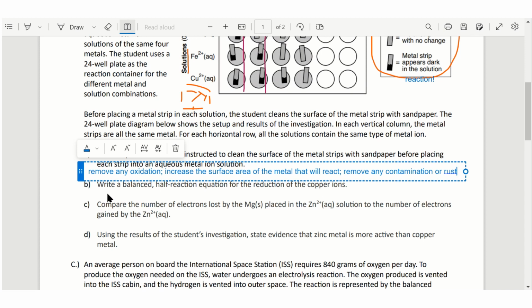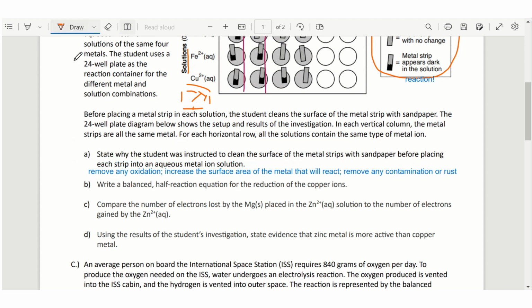Now it says write a balanced half reaction equation for the reduction of the copper ions. So let's see. Do you remember this? I gave you two phrases. Leo says Gur, right? And I said oil rig, right? Whichever one you like better. But to do this, I just need a quick number line. 0, this is just so I know where 0 is. If I go this way, I'm losing electrons. Okay, that would be also oil. This way, I'm gaining electrons.